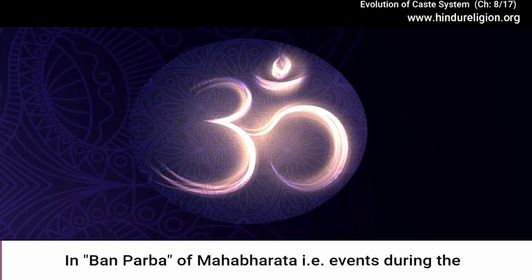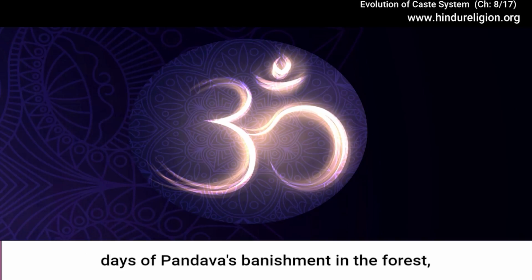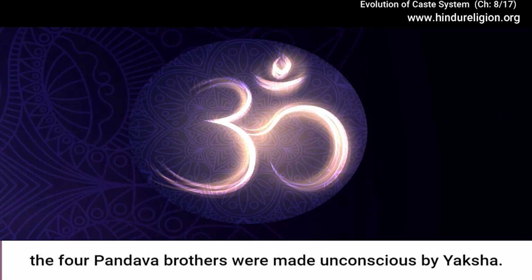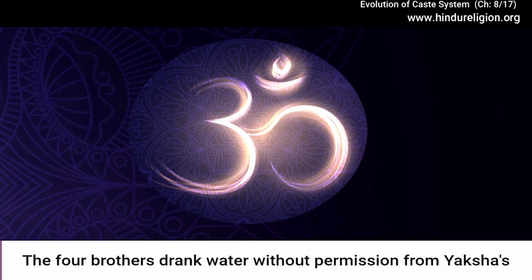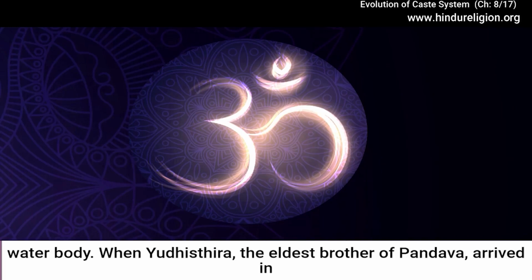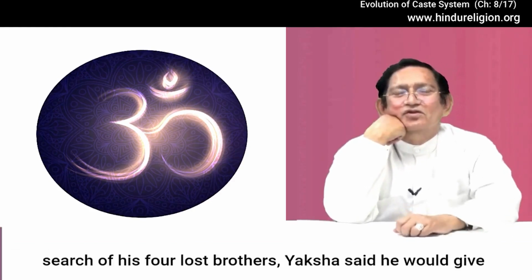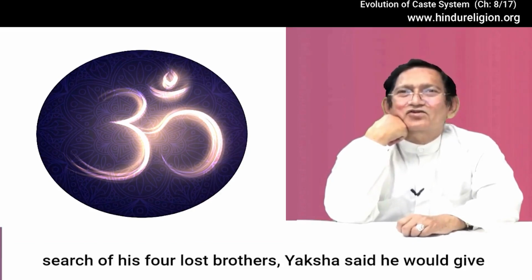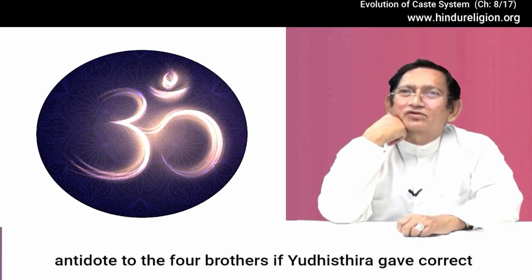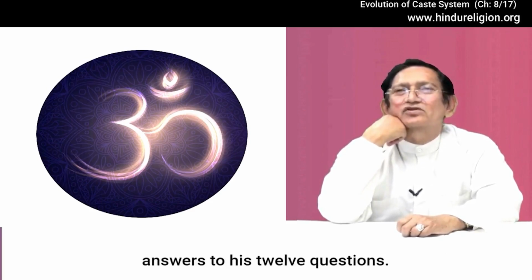In the Banoparva of Mahabharata, that is, even during the days of the Pandavas' banishment in the forest, the four Pandava brothers were made unconscious by Jaksha. The four brothers drank water without permission from Jaksha's water body. When Yudhishthira, the eldest brother of the Pandavas, arrived in search of his four lost brothers, Jaksha said he would give an antidote to the four brothers if Yudhishthira gave correct answers to his 12 questions.